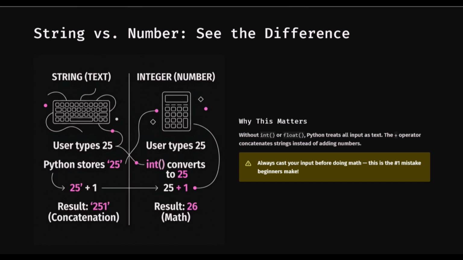Now look at the right side. By using the int function, we convert that text into an actual integer. Now, when we add 1, Python performs a real mathematical calculation, giving us the correct result of 26. This is exactly why you must always cast your input before doing any math. Forgetting this step is the number 1 mistake beginners make, but now that you see the difference, you can avoid that error in your own code.